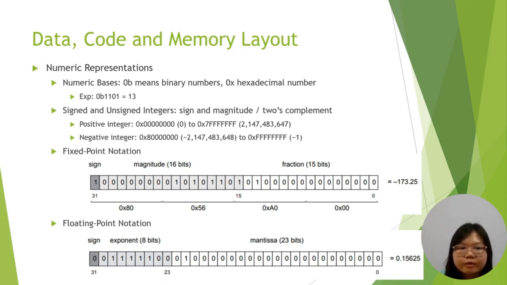Floating point notation was employed to overcome the constraint. The position of the decimal place is arbitrary and is specified with the help of an exponent.